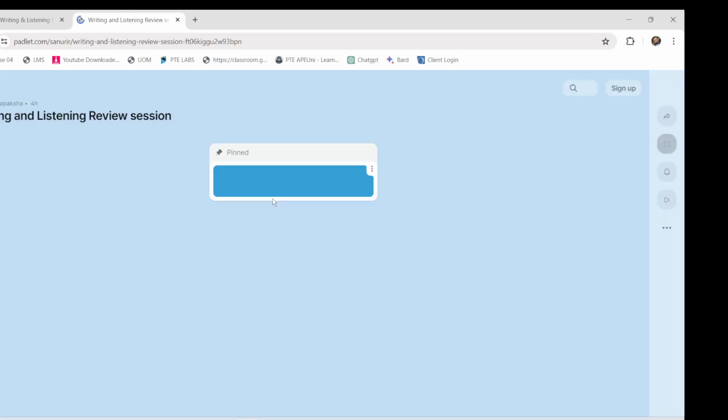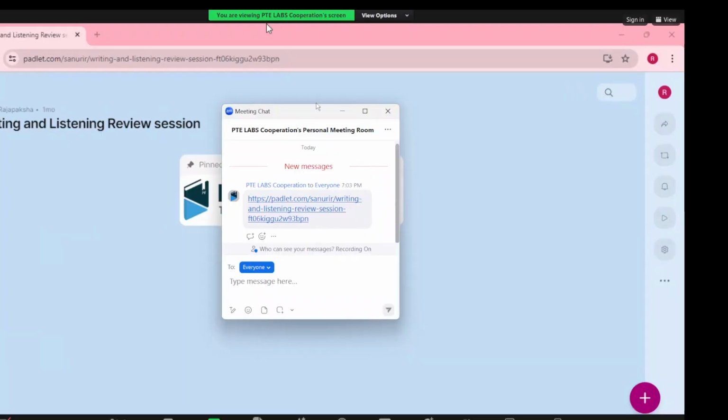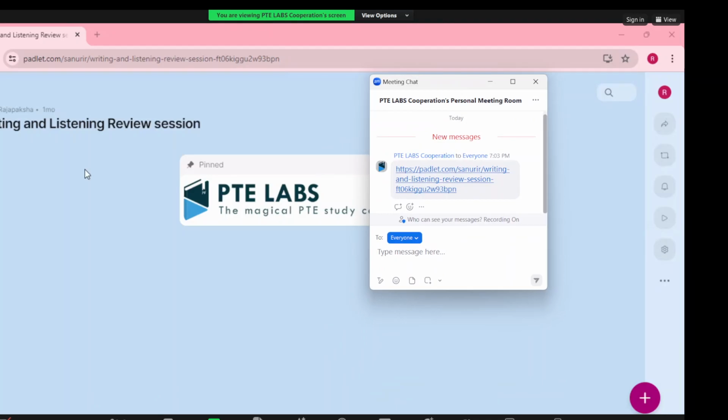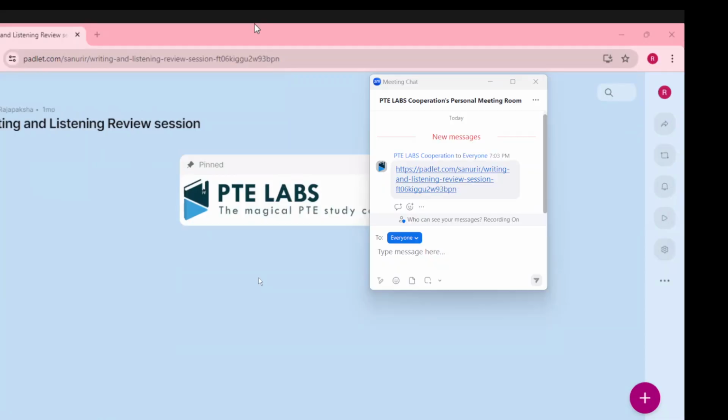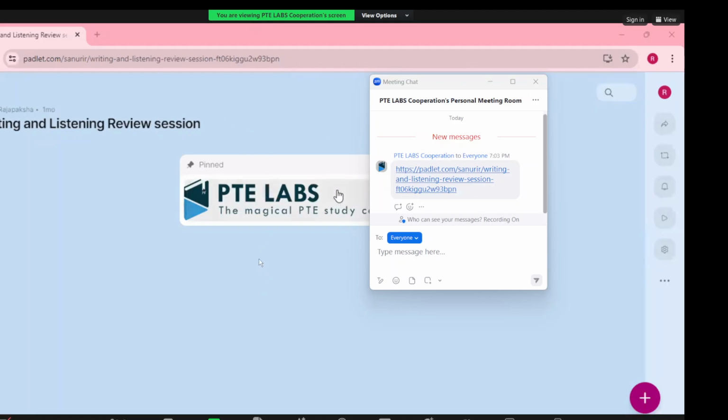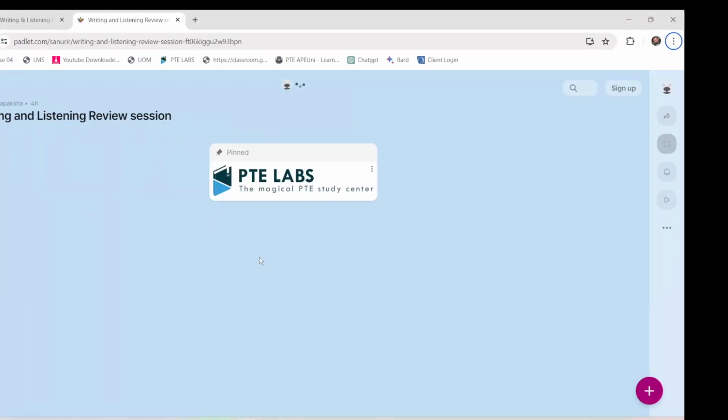Did you get an interface like this, students? Yes or no? Neruja? Still loading. You got it, right? Click on the link, you'll get an interface like this, students. Okay, I can see someone is clicking as well.